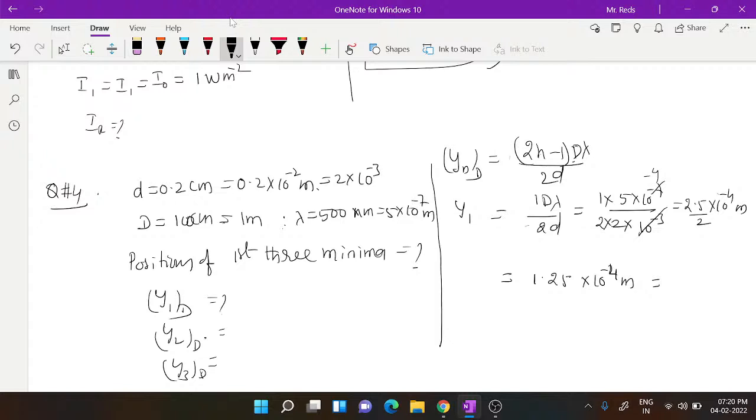So the question may have a printing mistake. It should be minimum, this only. Maximum means you have to take it as n lambda. This is the same thing. You can cross-check by using the same. That's it. Thank you, sir.